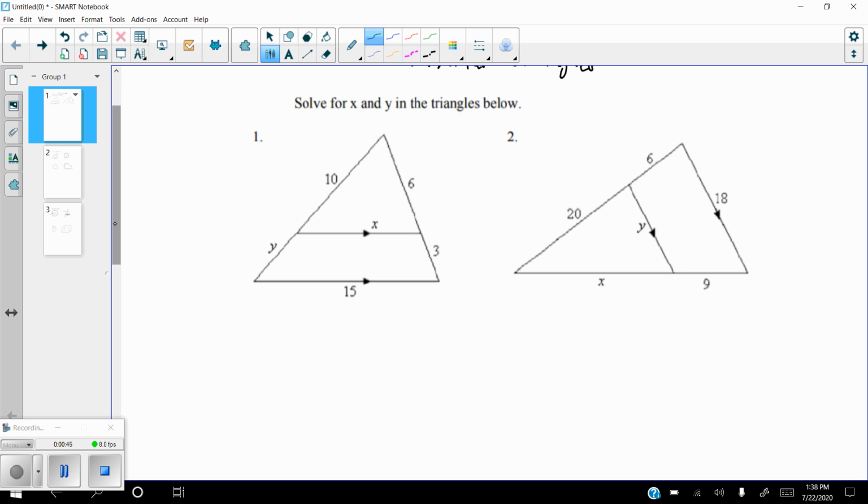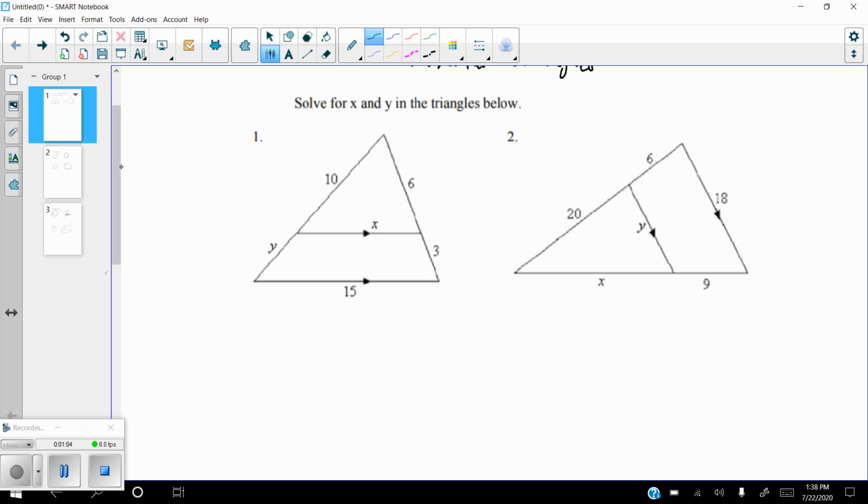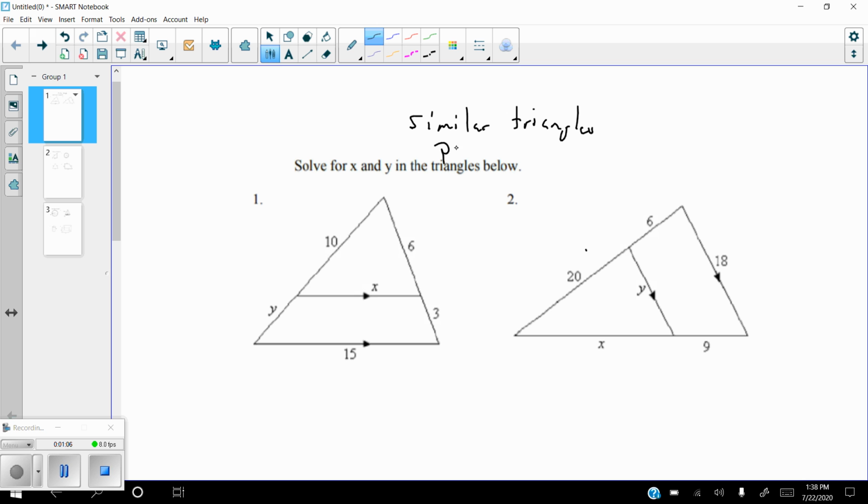First of all, a similar triangle means it is exactly the same shape. So all of the interior angles are going to be the same, but the lengths of the sides could be different. And if that's the case, similar triangles are proportional to each other. Similar triangles are proportional.